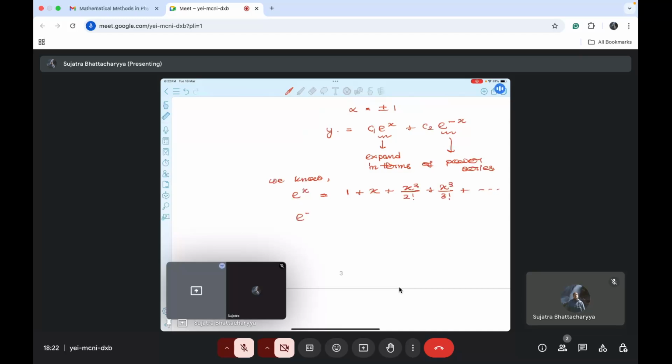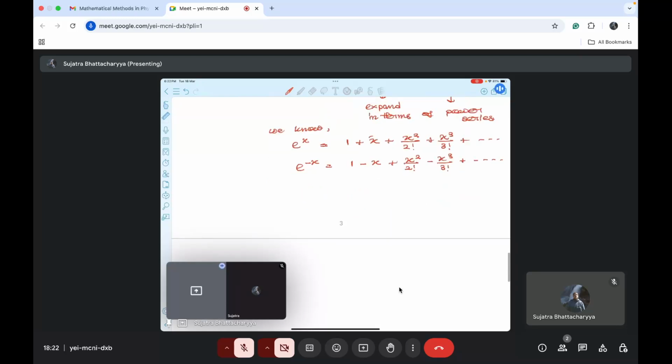Similarly, e to the power minus x can be written as 1, and x is negative, so minus x. X squared will always be positive, but x cubed will be negative. So odd powers of x will have a negative sign, even powers will have a positive sign. This is how e to the power x and e to the power minus x are written in terms of some kind of a power series.